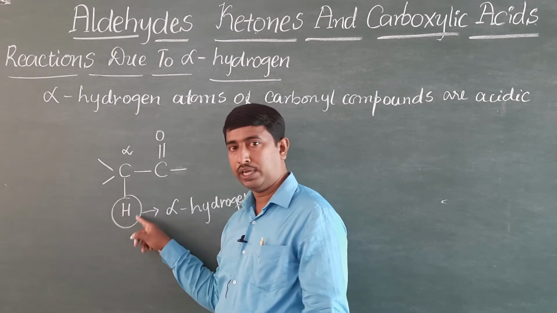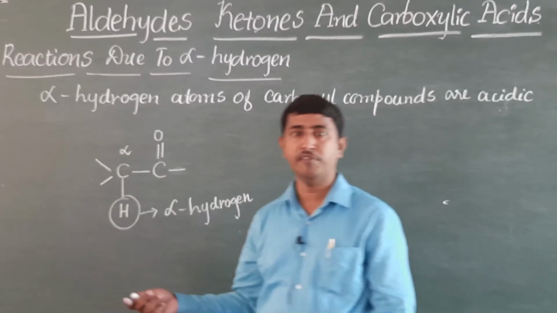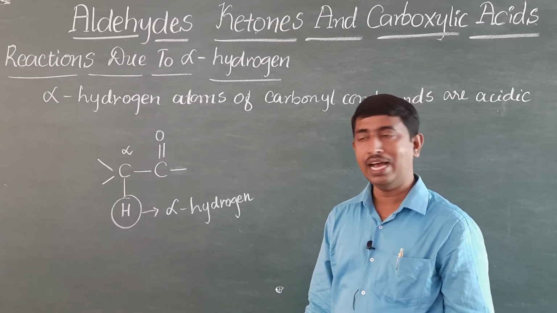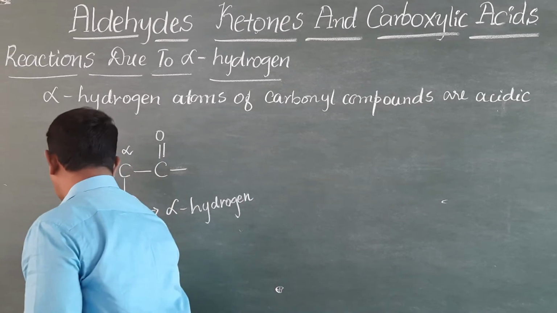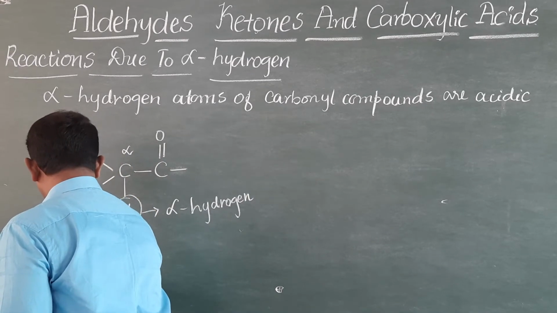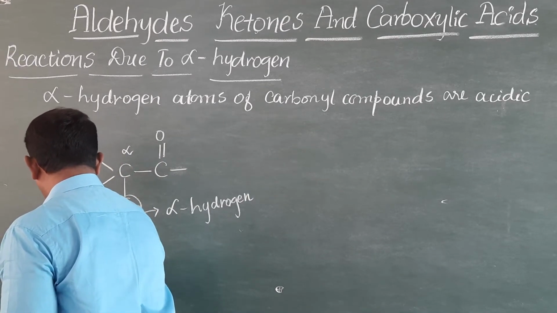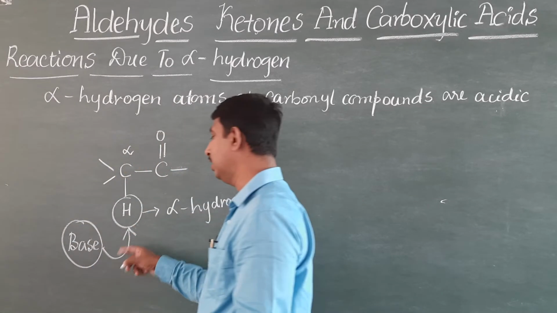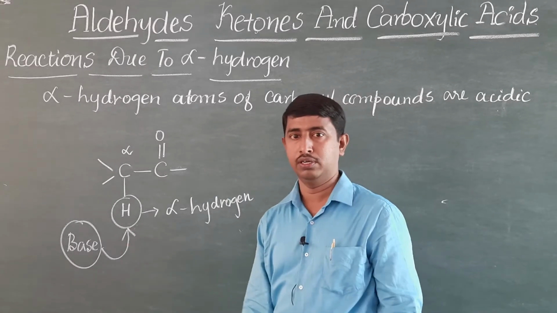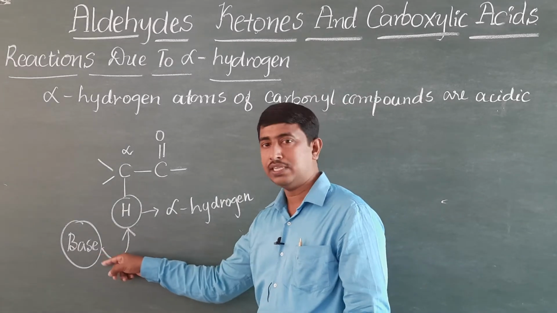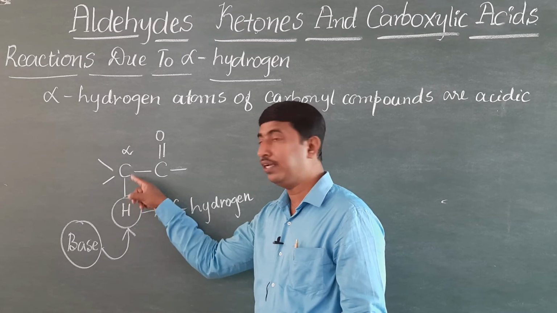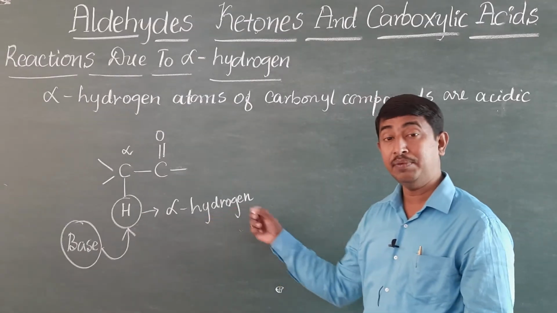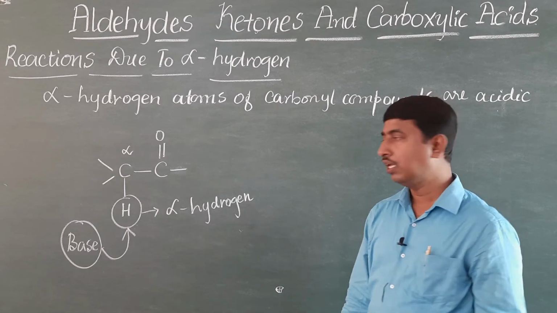Since this bond is weaker, what is the role of a base? Acid always donates H plus. Base always accepts H plus. So if we consider any base, this base will readily abstract this proton. So base readily accepts proton because this carbon hydrogen bond is weaker. Hydrogen can be easily removed in the form of H plus.